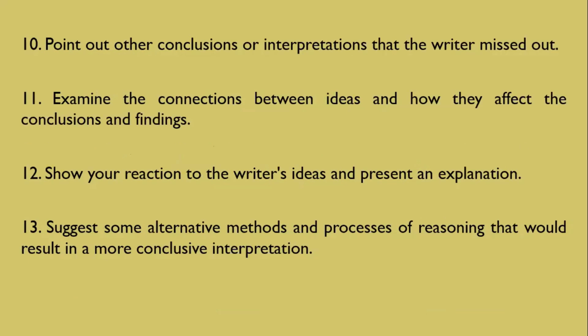Point out other conclusions or interpretations that the writer missed out. So if there are other analyses that the author wasn't able to discuss based on the results, you can point that out in your review. Examine the connections between ideas and how they affect the conclusions and findings. So identify if the notions pointed out by the author could contribute to how they frame their conclusion. So next, show your reaction to the writer's ideas and present an explanation, and suggest some alternative methods and processes of reasoning that would result in a more conclusive interpretation.